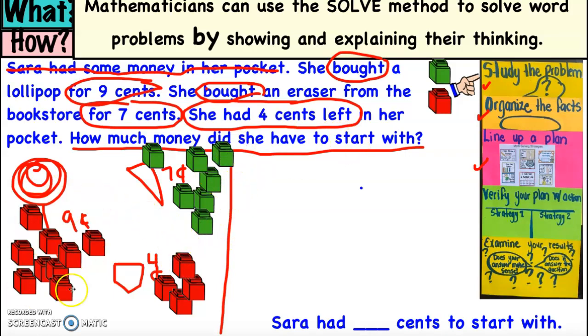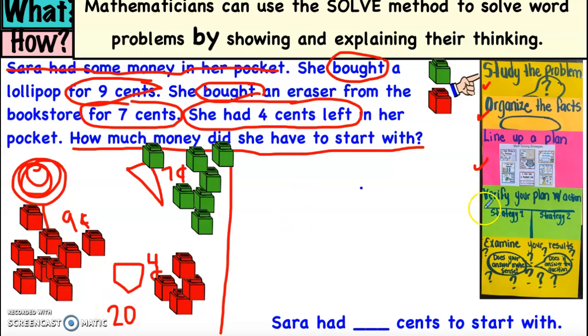So I'm trying to figure out how much money she had to start with. Well, she had all of this to start with. She had 9 cents plus 7 cents and 4 cents. And when I add them up together, what do I get? 9 plus 7 gives me, what does it give you? It gives me 16. 16 plus 4 gives us what? Gives us 20.